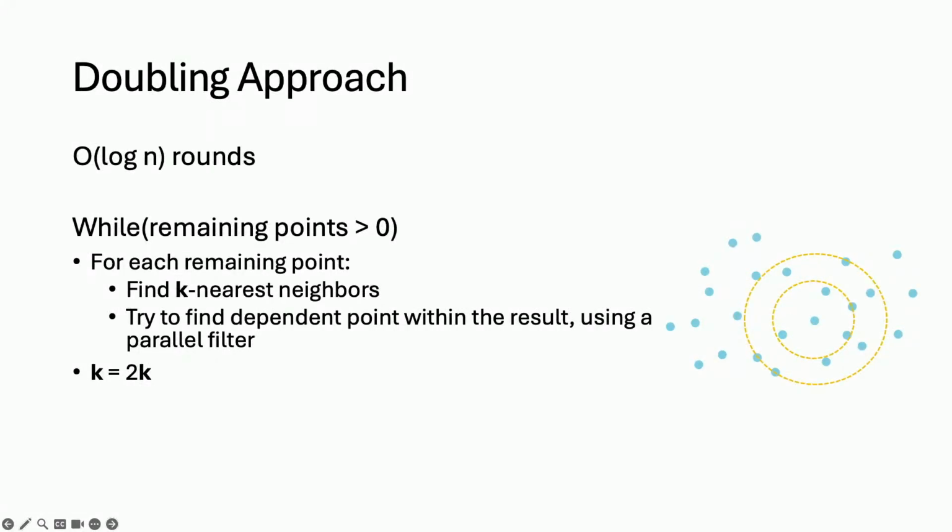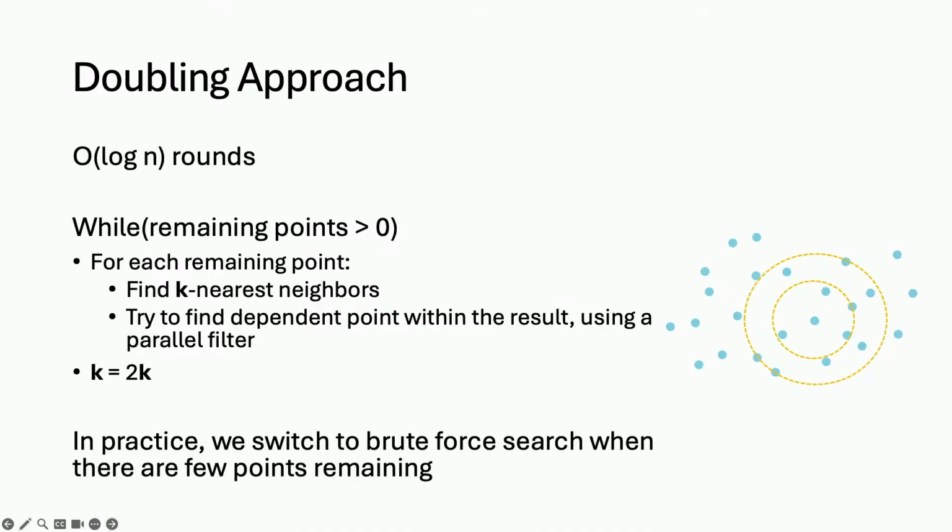In the worst case, you're only going to need order log n rounds, because you're doubling the number of nearest neighbors you're finding. So after log n rounds, you're going to be looking at the entire data set. In practice, we're not actually going to run this until every point is looking at the whole data set. We found that switching to a brute force search when there are few points remaining is more practical, because at that point it's just faster to do a brute force search instead of continuing this doubling process.